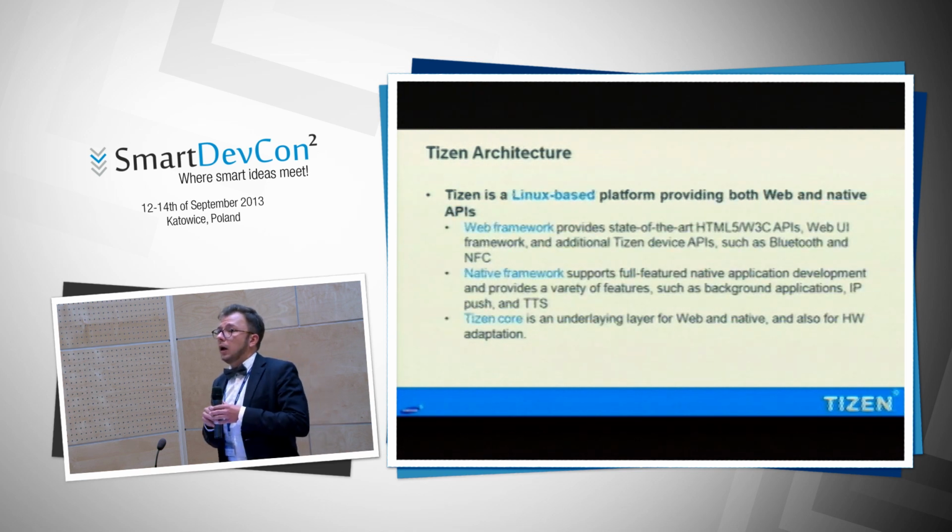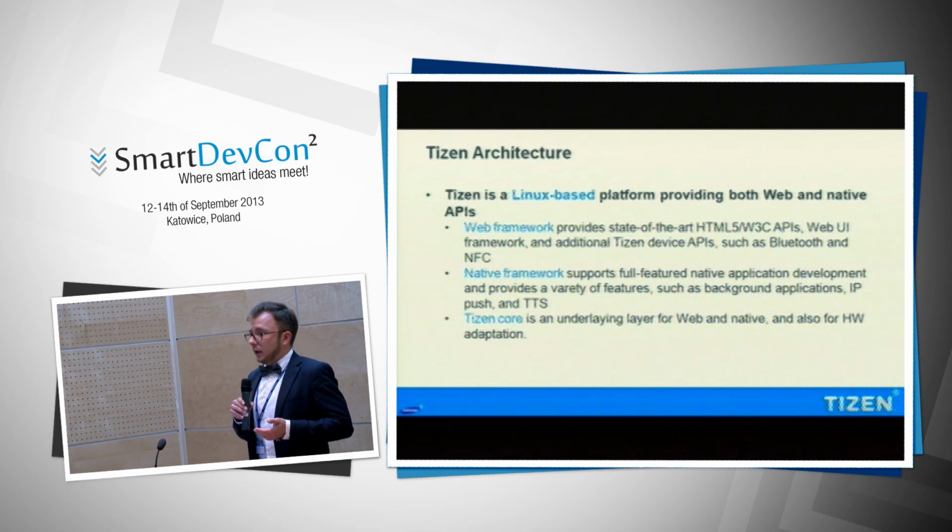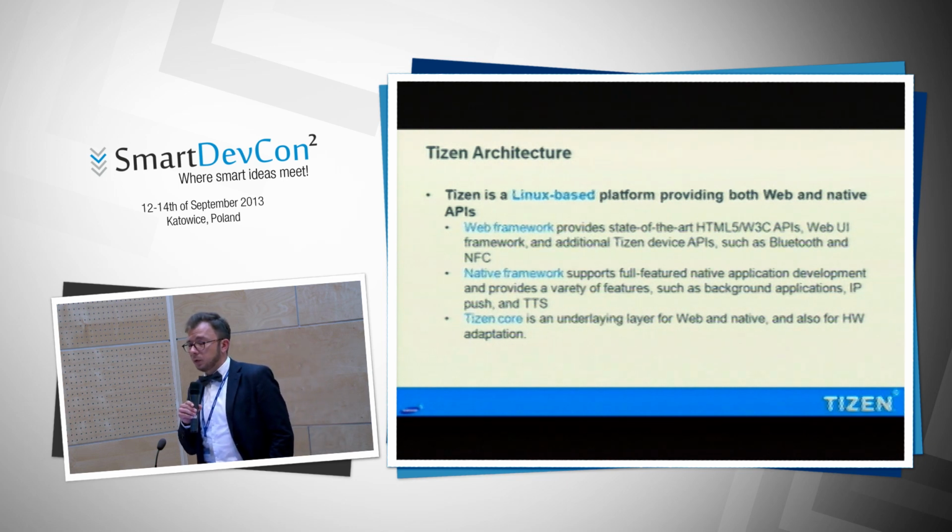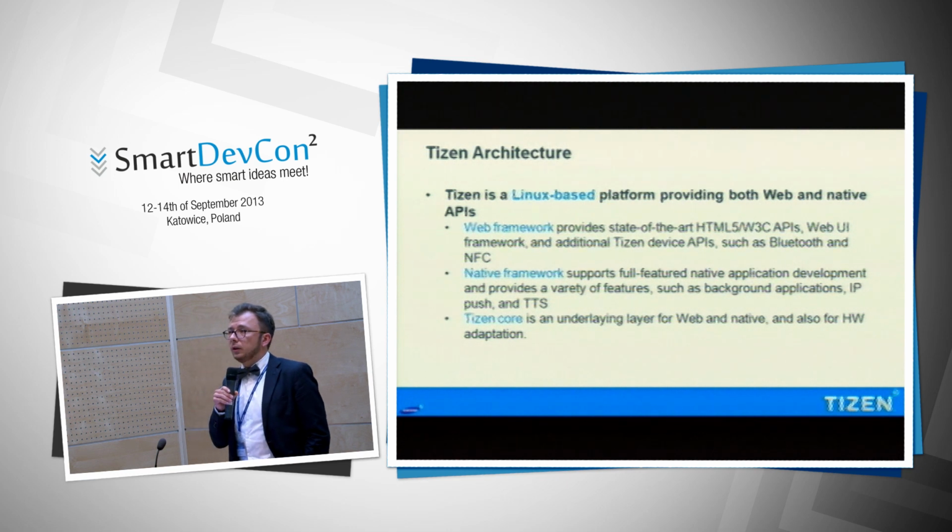Okay, so I said that Tizen provides 2 frameworks. One is for web developers, second one is for native developers. This first one, targeted to web developers, is actually state-of-the-art in a matter of HTML5, W3C rules, and we are also providing kinds of APIs that are not part of the specification. Because right now, W3C doesn't provide a specification on how to use NFC, how to use Bluetooth. So we are providing APIs to get access to those features.